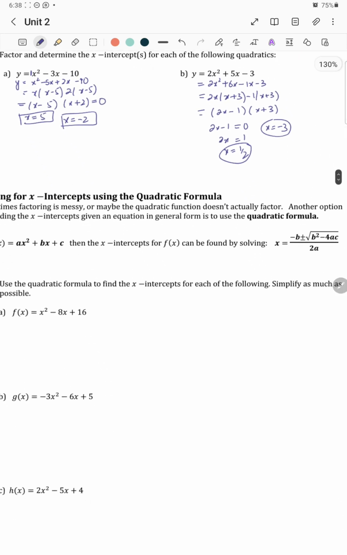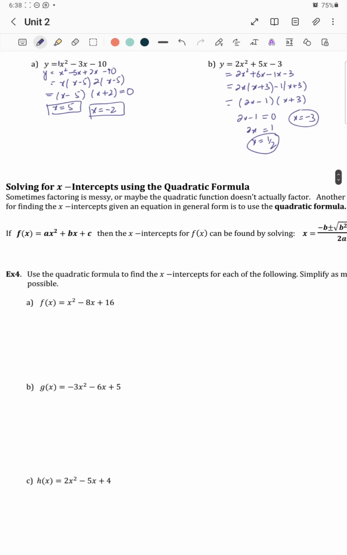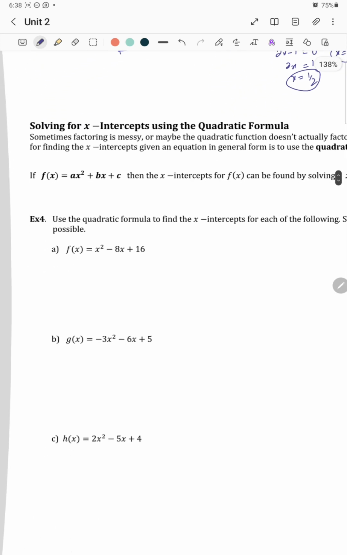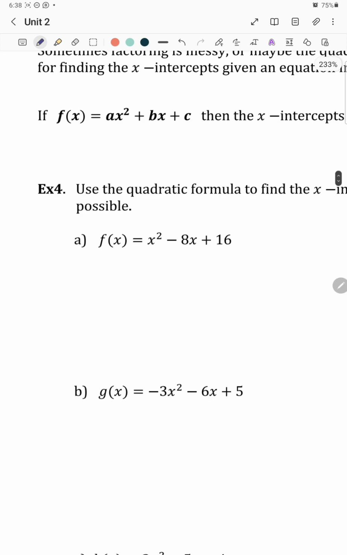Okay. Solving for x-intercepts using the quadratic formula. Okay, now what is a quadratic formula? To solve a quadratic equation, we have a quadratic formula for solving the x if the factorization doesn't work. So it is x is equal to minus b plus minus square root b square minus 4ac over 2a. So this is very easy using the quadratic formula to find the x-intercepts.